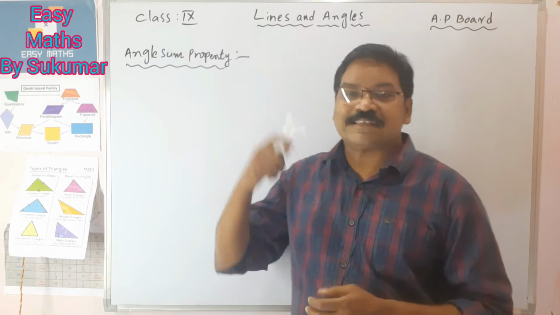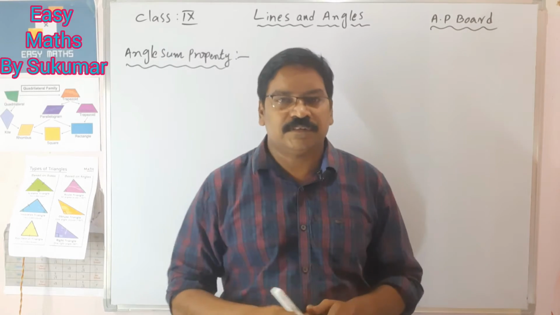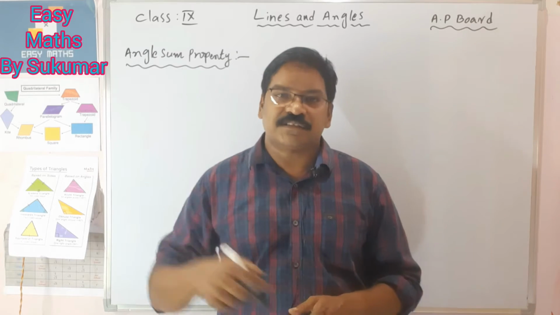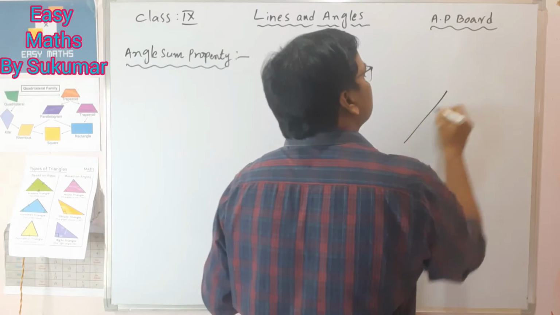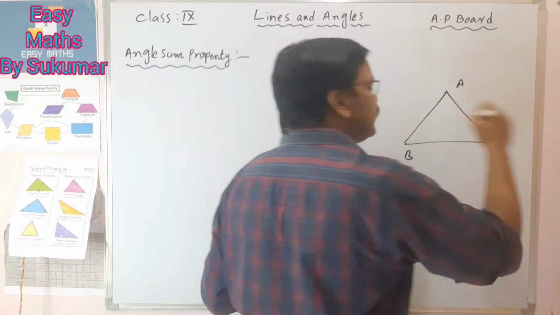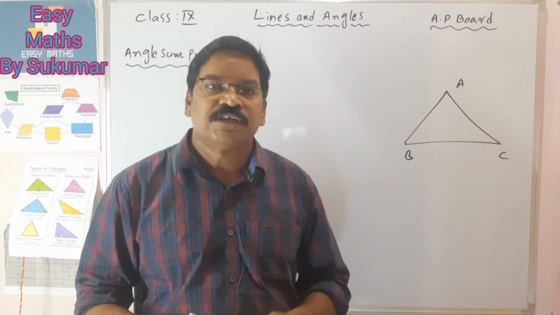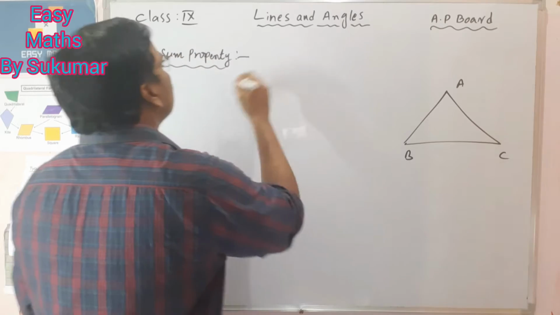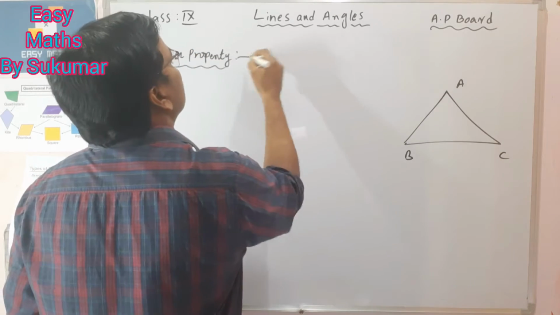Before we start exercise 4.4, we have to learn the angle sum property. This property you already learned in class 7 and class 8 also. See, my dear students, in a triangle, the sum of the three interior angles of a triangle is two right angles, or 180 degrees. Let us prove this theorem. Before that, let me write the statement of this angle sum property.